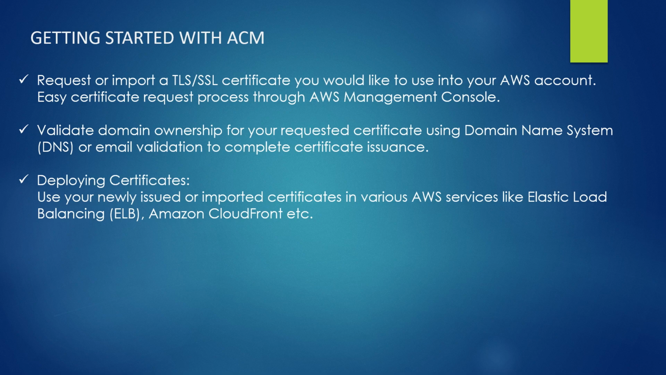Now how can we get started with ACM? There are some common steps, and it's very straightforward. First of all, we just need to request or import. Suppose we already have a certificate and need to renew it. In that case we need to do the re-import, or if we are doing it for the first time, we need to request the certificate from the AWS console. It is very easy and very straightforward.